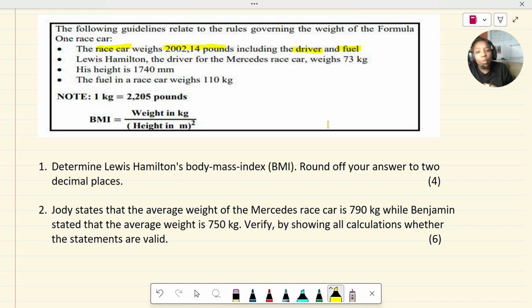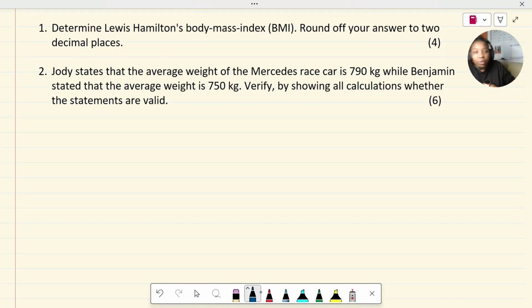Also, just a tip, when you're answering questions for your exam, get into the habit of writing down the information that's given. So start with the formula, right? What are you given in your sentence that you can work with? Substitute, see what you need to do. We're told to determine Lewis Hamilton's BMI and round off our answer to 2 decimal places, right?